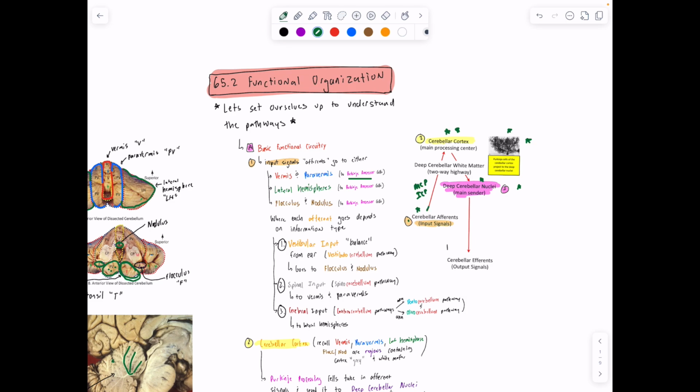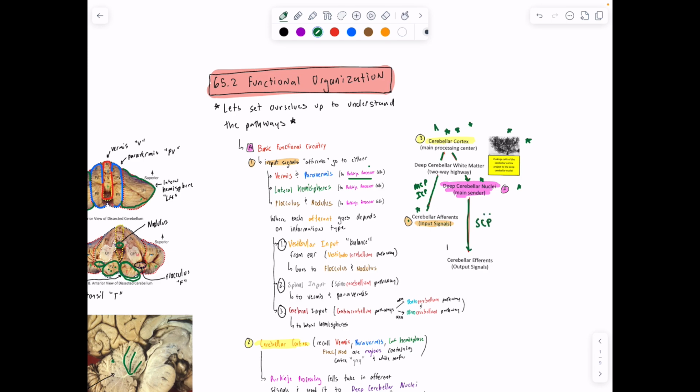All right, so in afferent, this is just the general plan for all of these pathways to the cerebellum. Input comes into the cerebellum, then it goes to the cerebellar cortex, to Purkinje processor cells. From the cerebellar cortex, it's going to go to the deep cerebellar nuclei, and then from the deep cerebellar nuclei, it's going to use SCP, superior cerebellar peduncle, to get out of there.